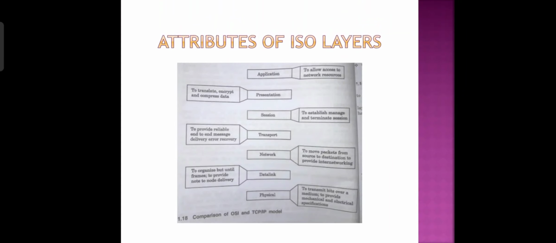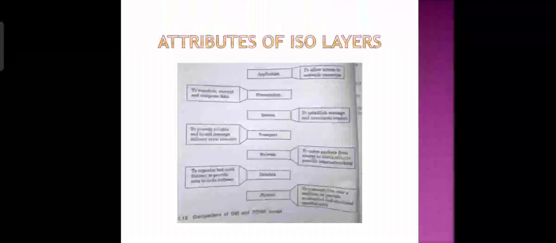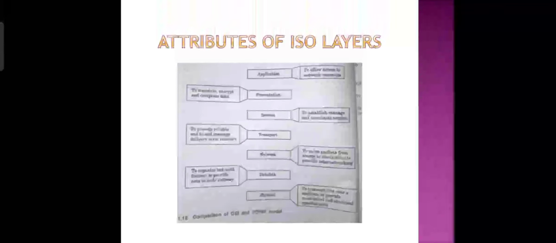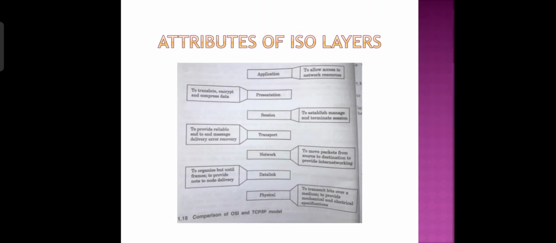The last layer is the application layer. This enables the user, whether human or software, to access the network. It provides a user interface and support for services such as electronic mail, remote file access and transfer, shared database management and other types of distributed information. The specific responsibilities of the application layer are network virtual terminal, file transfer, access and management, mail services and directory services.